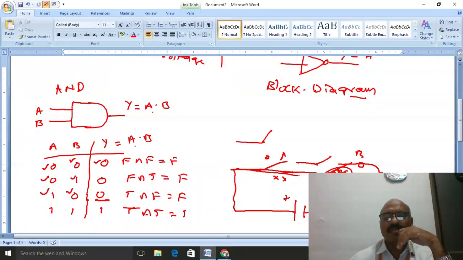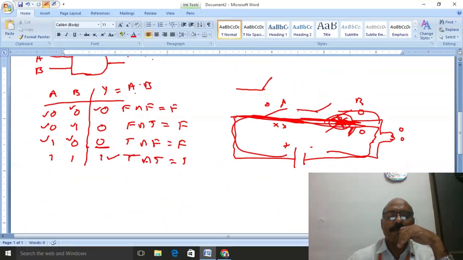So both are closed. Both circuits are closed. The current passes from positive to negative. The circuit is closed and the bulb is on. So the basic logic circuit for the AND gate is this one.